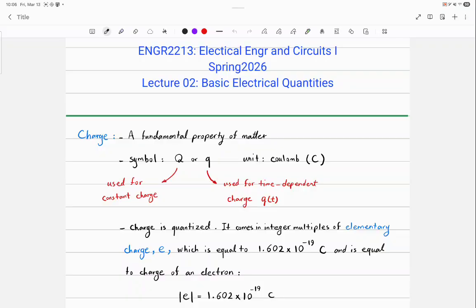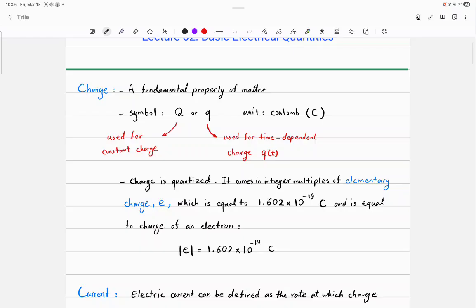And as you know, charge is quantized, meaning that you cannot have charge less than the charge of an electron. So charge is an integer multiple of the charge of an electron, which is 1.602 times 10 to the negative 19.